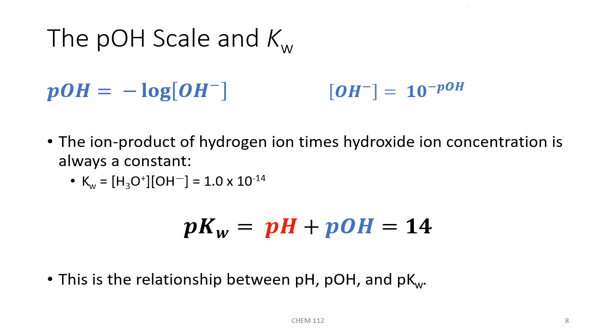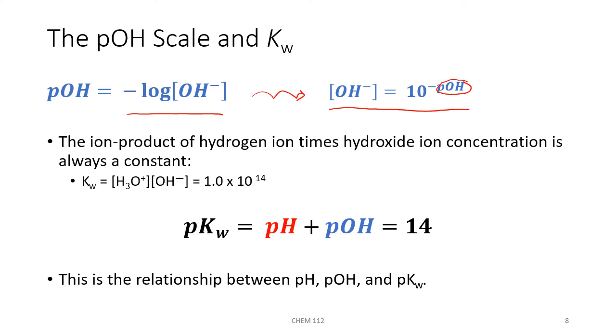We can also define a pOH scale, which talks about the power of hydroxide. Anytime we take the p of something, we take the negative log of it. So the pOH would be the negative log of the hydroxide ion concentration. And if we want to undo that formula, just like we did with the hydrogen ion concentration, to calculate the hydroxide ion concentration, we take 10 raised to the negative pOH.